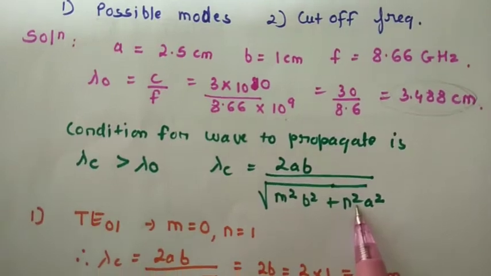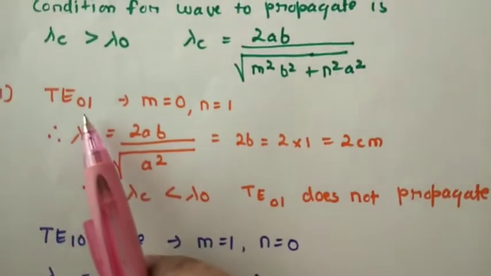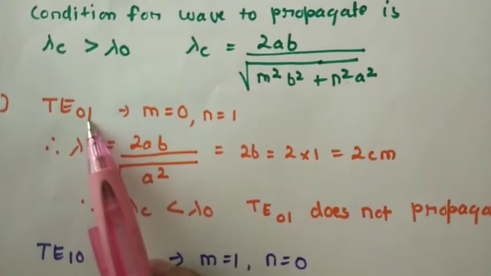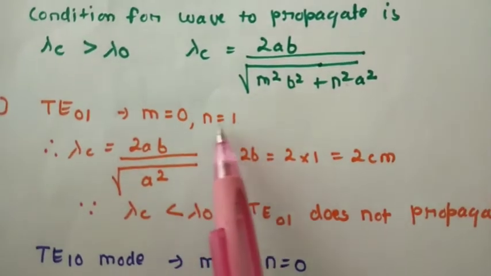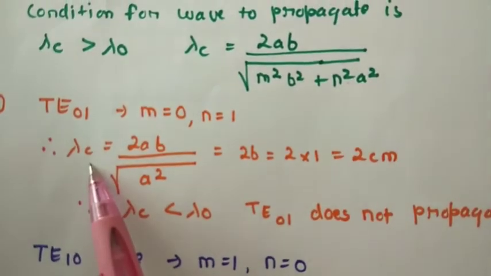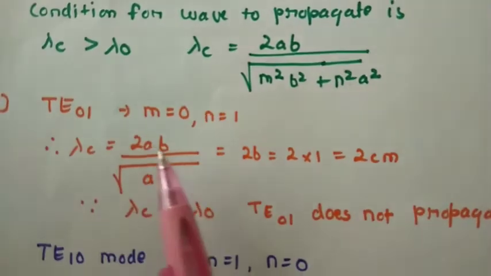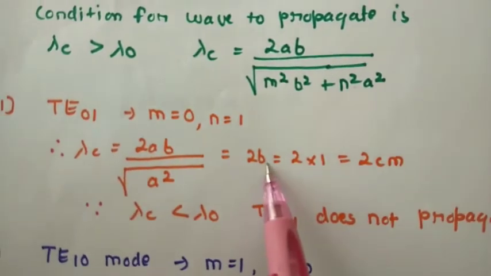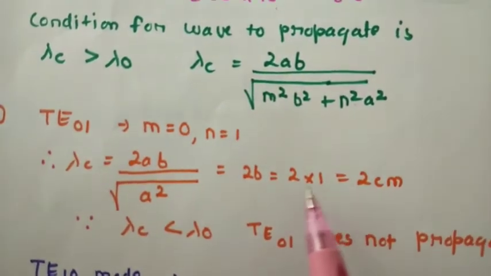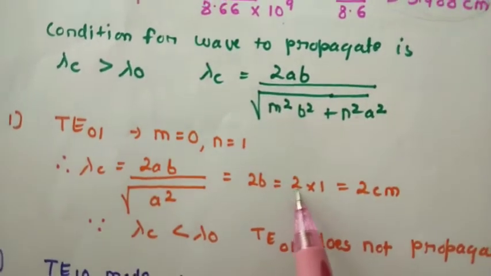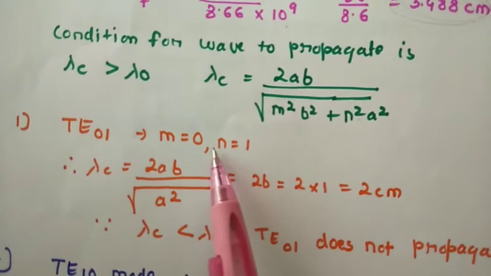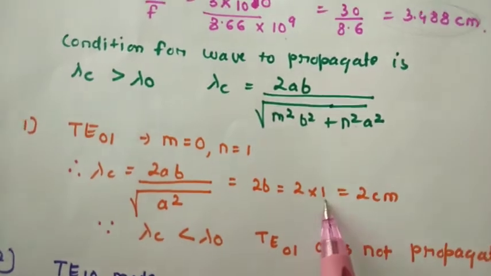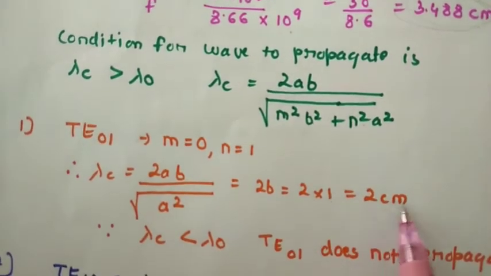So first we'll go for the TE01 mode. In TE01 mode, the subscript 0 and 1 means m is equal to 0 and n is equal to 1. So lambda c will be, using this formula, 2ab upon square root of a square, that is 2b. So 2 into 1, since b is related with n. So this is equal to 2 centimeter.